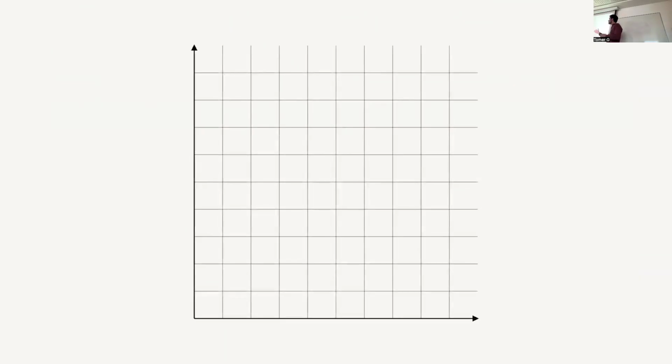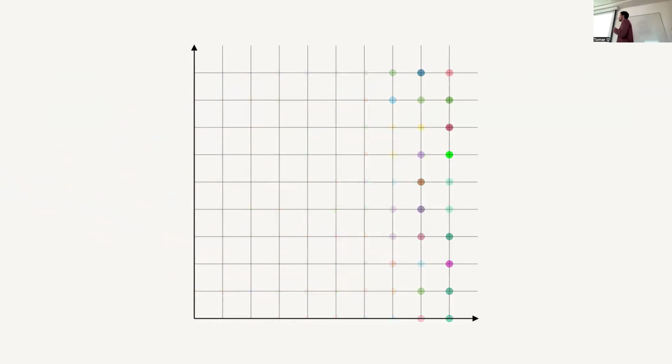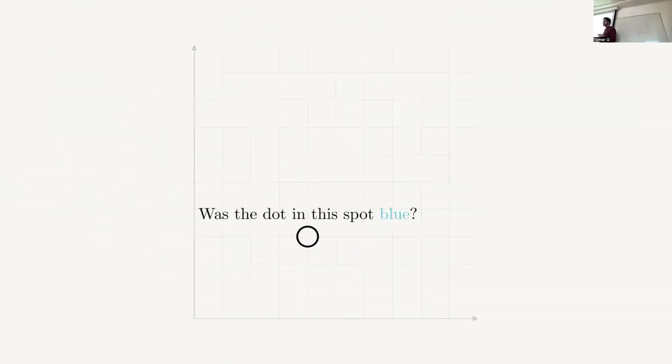Okay, so let's start with some motivating example. Take a look at this grid. Observe the following animation, and I will ask you a question about it. Okay, now the question is, was the dotted spot blue? Anybody know?